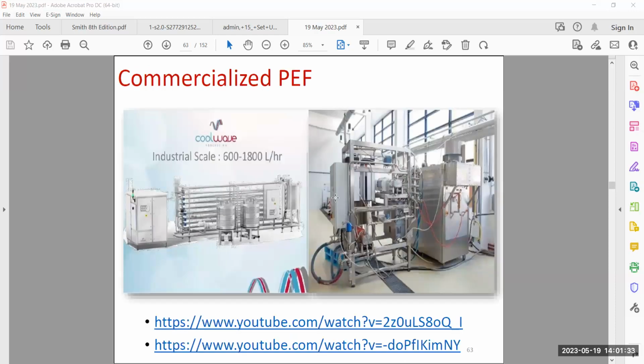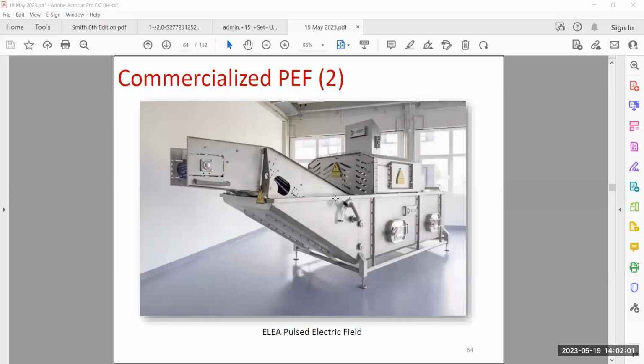Okay, so this is some of the commercialized pulse electric field. We also have one here in Malaysia that we have highly researched on. So my latest research was on goat milk. But recently I've moved to extracting bioactive compounds using the pulse electric field. So we have yet to see the result of it. So soon, hopefully, right?